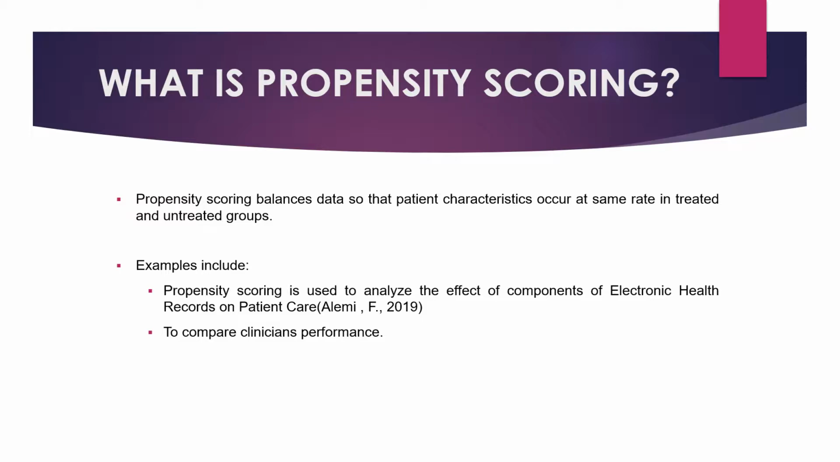Before going further, let us look at what propensity scoring is. Propensity scoring balances data so that patient characteristics occur at the same rate in treated and untreated groups. Some examples include using propensity scoring to analyze the effect of components of electronic health records on patient care, or to compare clinicians' performance.